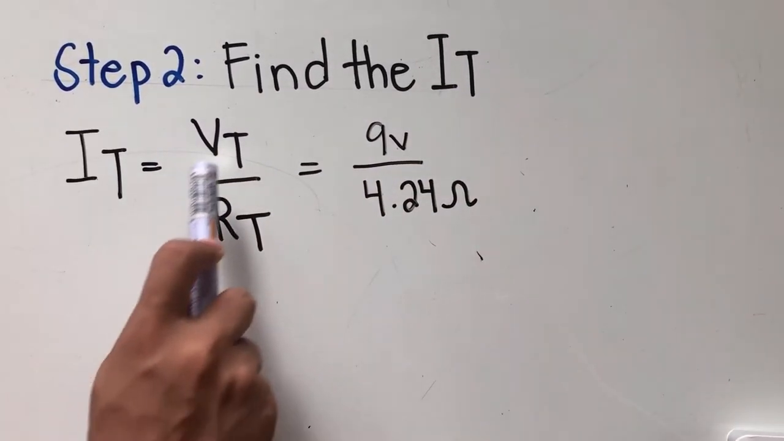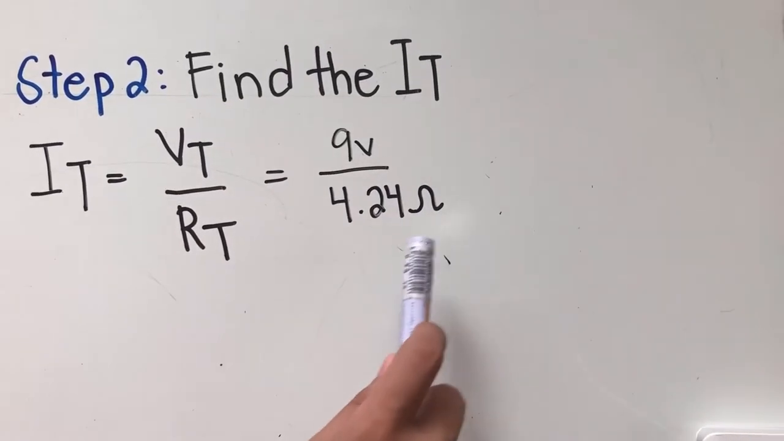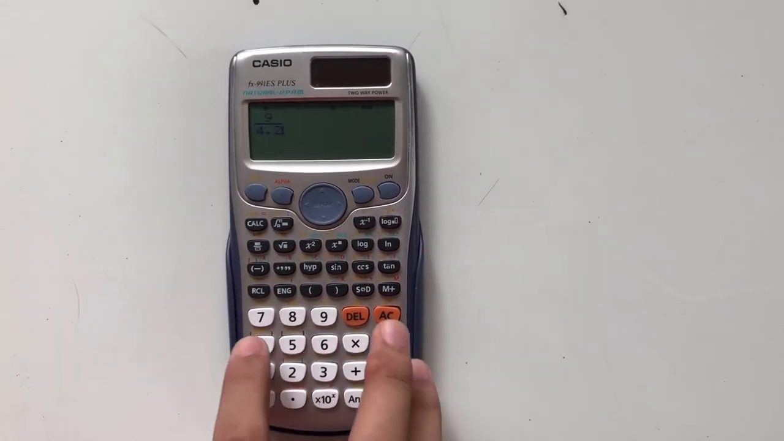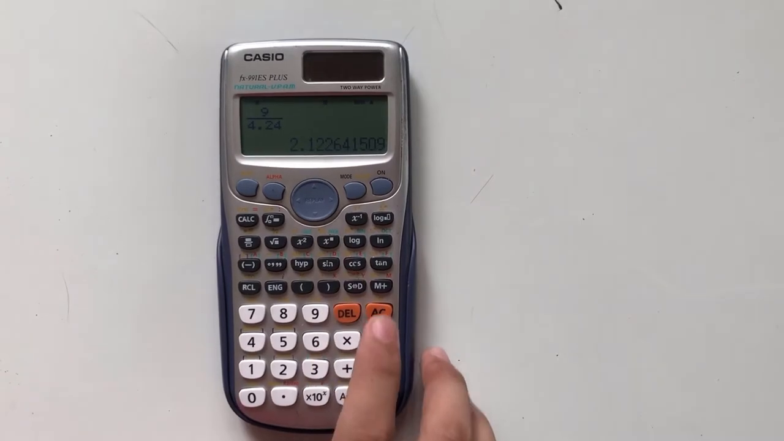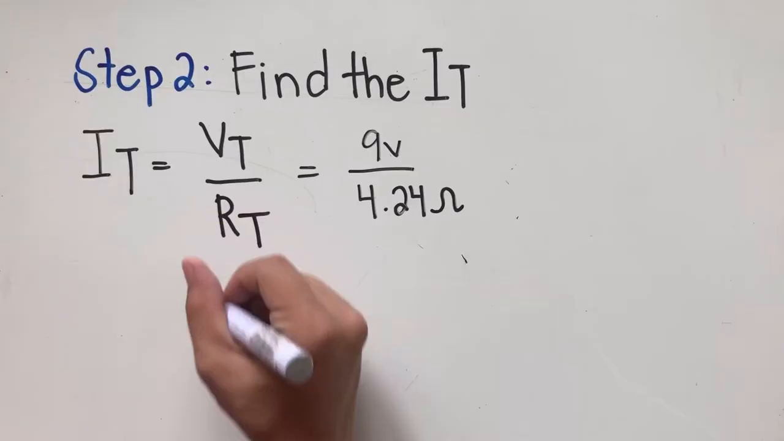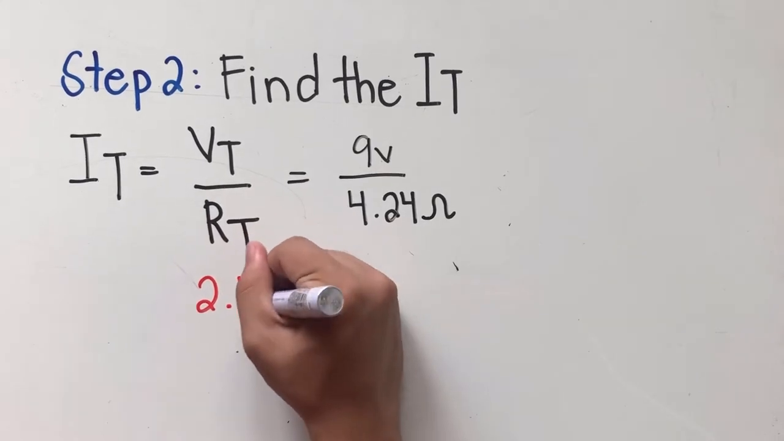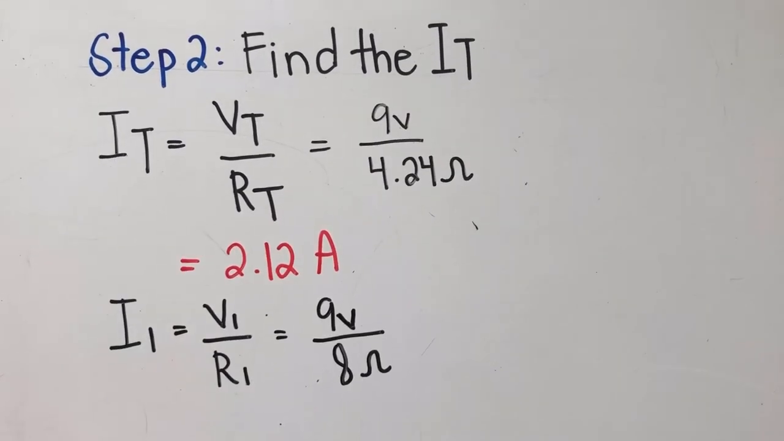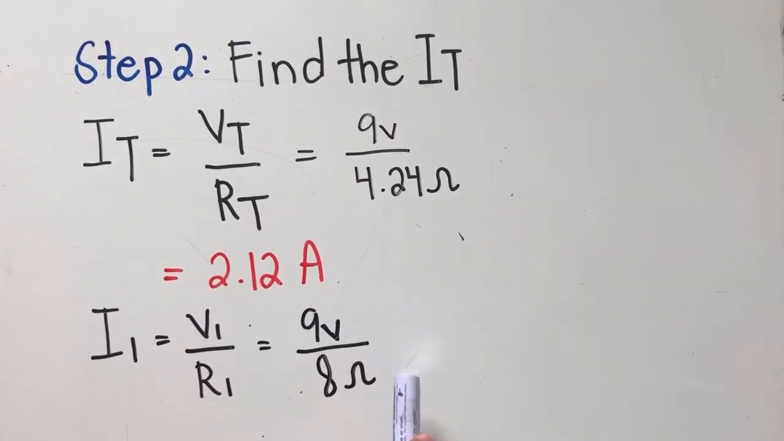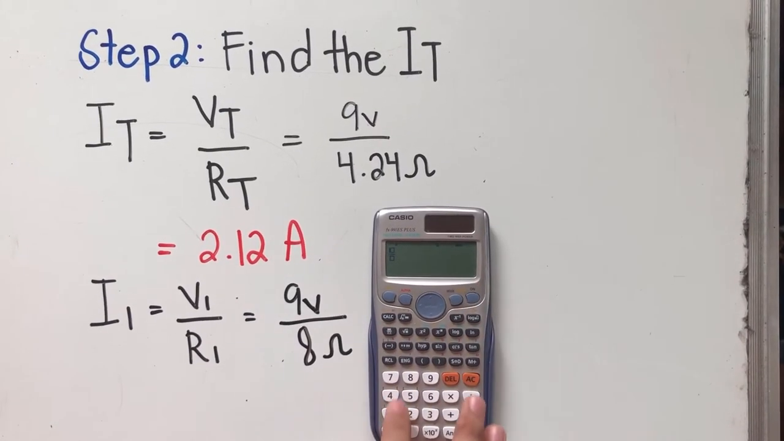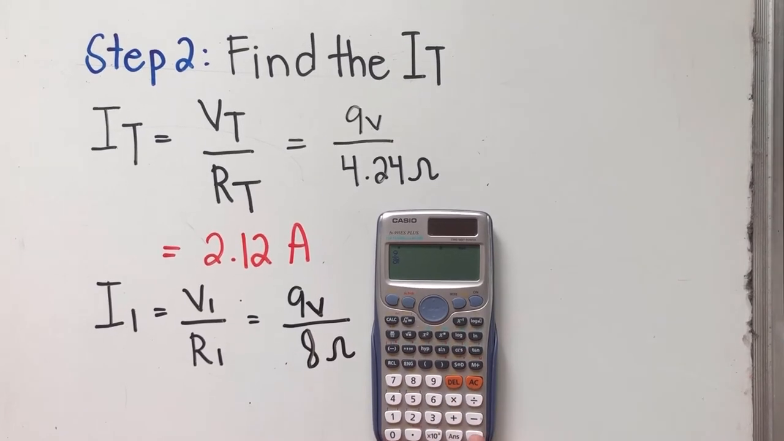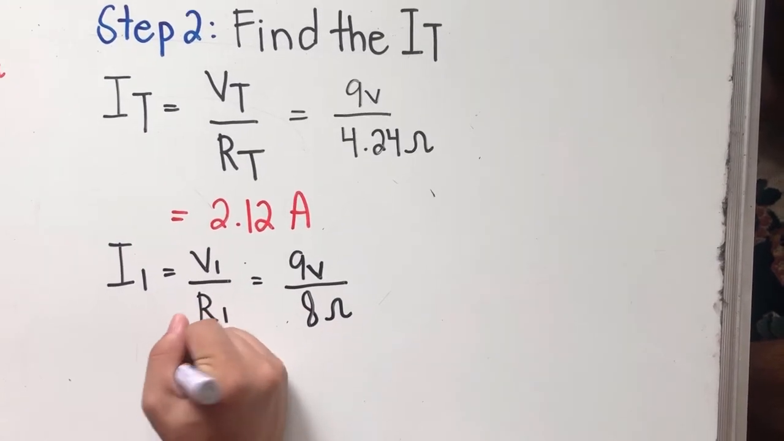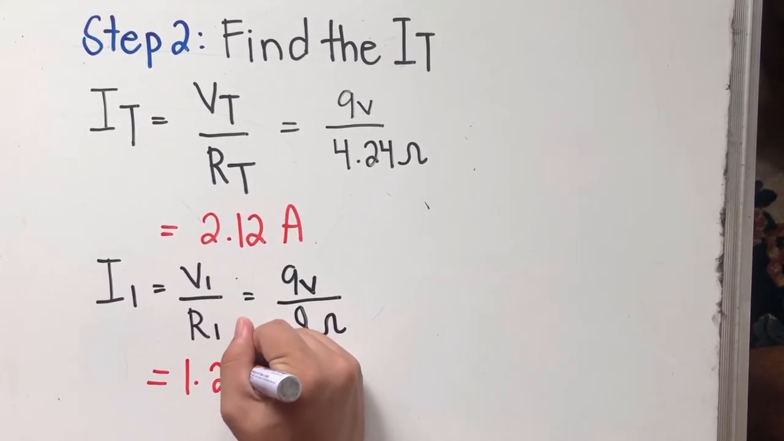Step 2, find the IT, and here is the given formula for IT, and just substitute all of the given. Use a scientific calculator to get the answer of IT. And the answer of your IT is 2.12 ampere. After getting IT, you're going to get I1, and here is the formula. Again, use a scientific calculator to get the answer, and the answer of your I1 is 1.25 ampere.